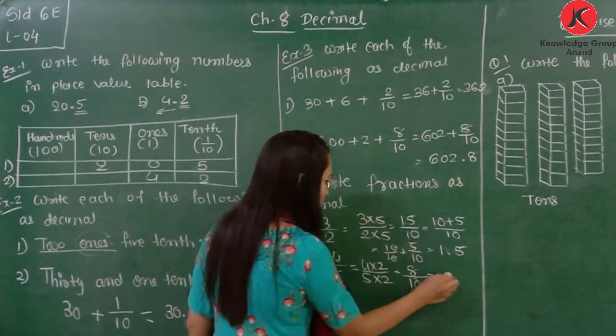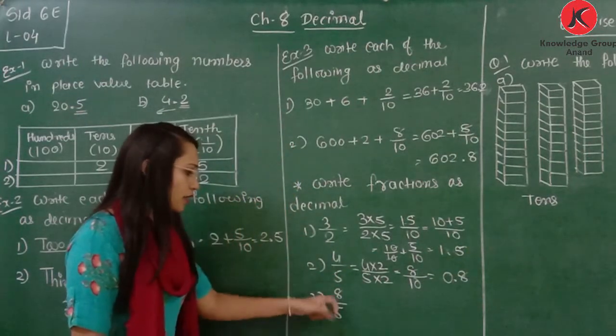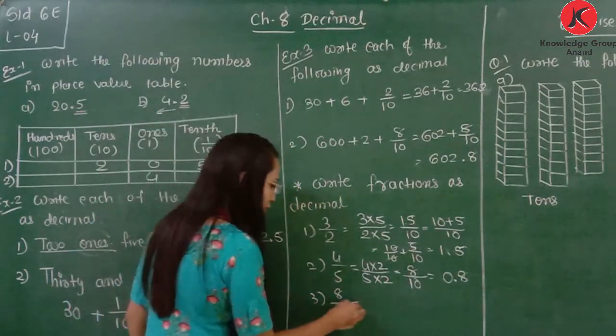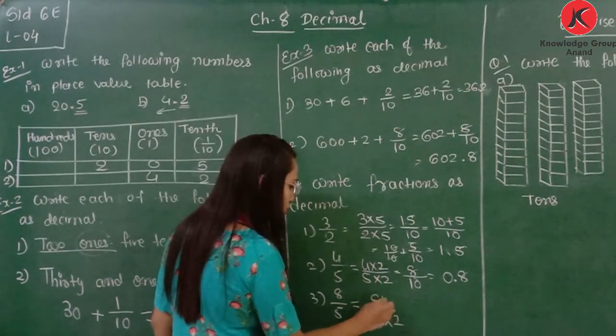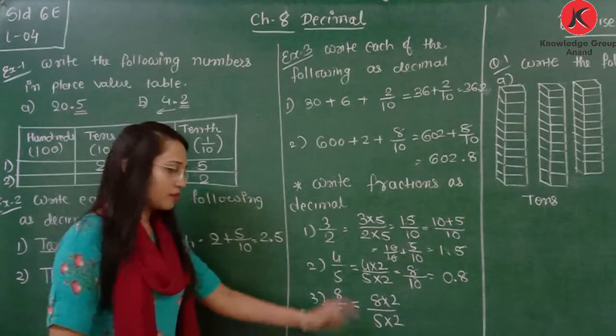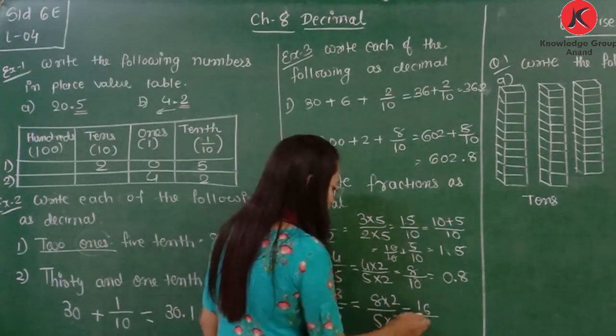So 8 by 10 is what? 0.8. The next one, 8 by 5. So 8 by 5 means what? 5 is multiplied with 2 to get 10, so the same number we should multiply in the numerator. 8 times 2 is 16, so 16 by 10.